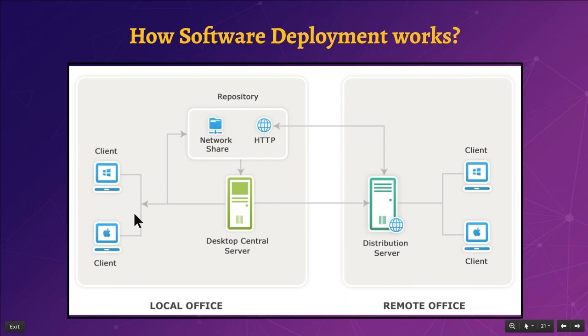In the case of a local office agent, it will take the application binaries directly from the repository. In the case of a remote office or a branch office, the agents will contact the distribution server, wherein the distribution server will take the application binaries from the repository.